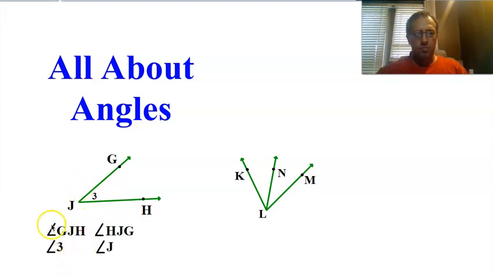We could call it angle GJH, angle HJG, could call it angle 3, and because it's the only angle J I have, I could call it angle J. All right.